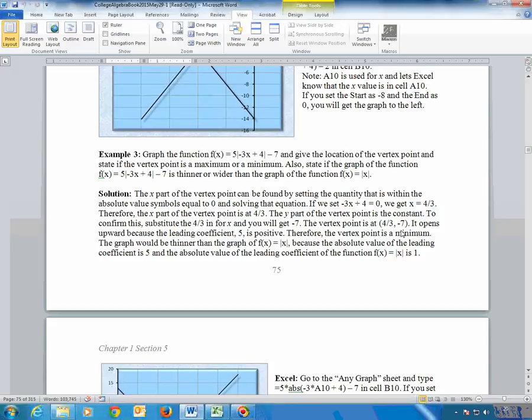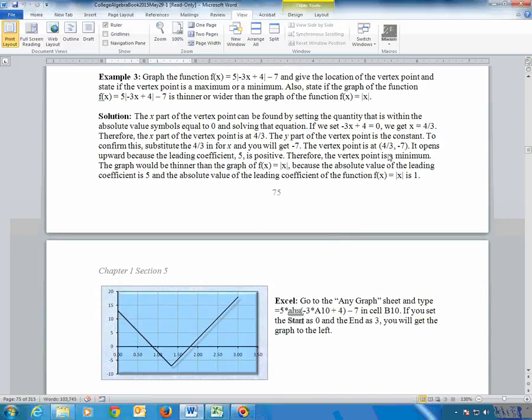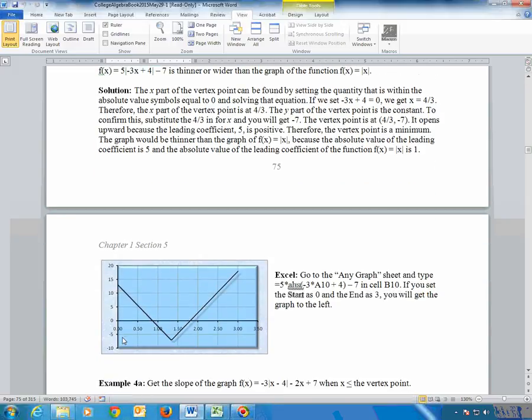Does it open up or open down? Well, looking at the leading coefficient, it's positive, so it opens up. And it would be a rather thin V because the number here is bigger than 1. That's not a big deal that it's thin, but it does open up, and the vertex point is at 4/3, negative 7. So 4/3, over here, 4/3, which is 1 1/3, and down negative 7 right here, and then it opens up. And this function is going to have 2 x-intercepts.